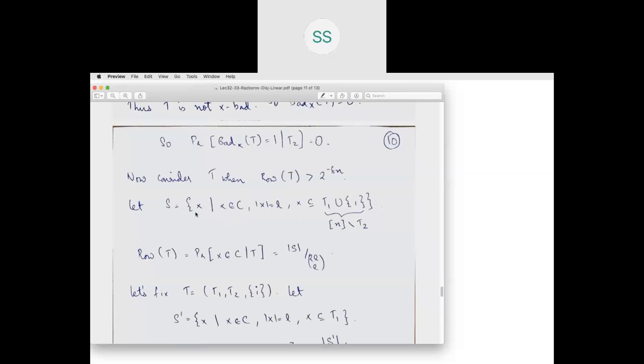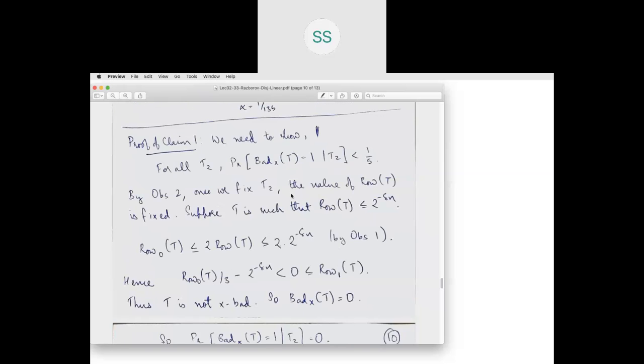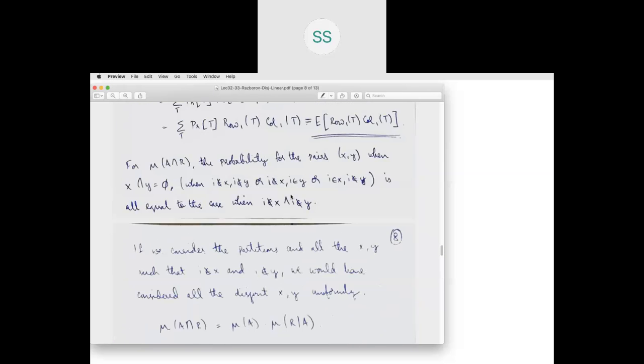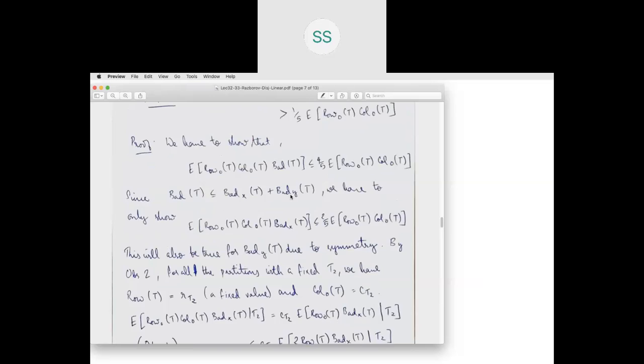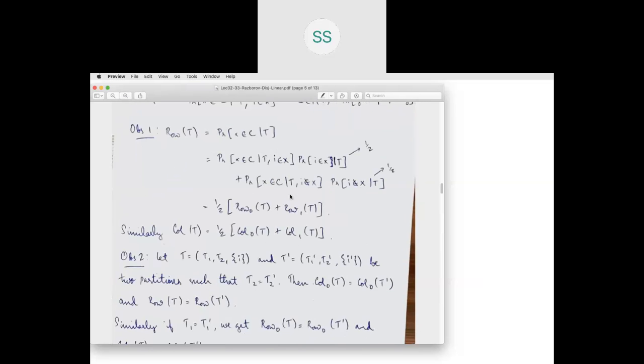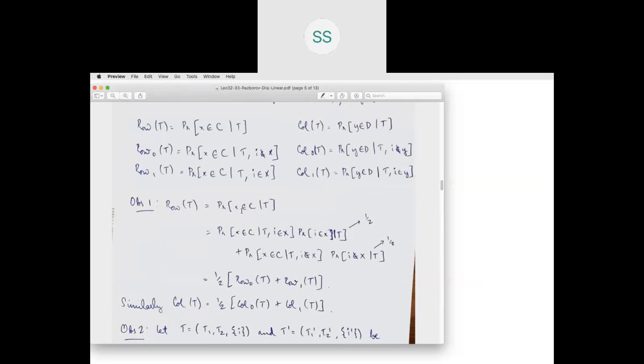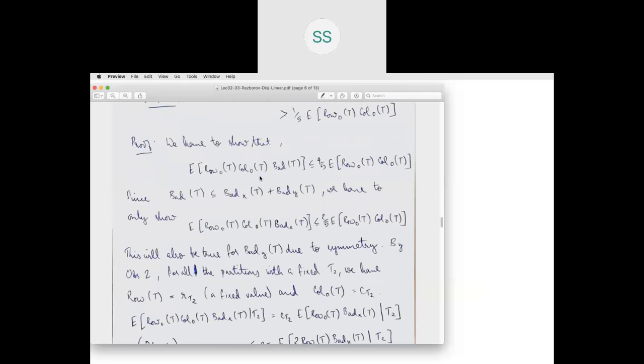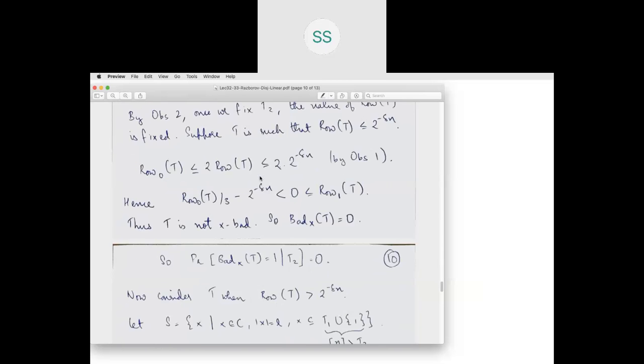So now let us try to understand rho t and rho 0 t. So what is rho t? Okay, let us go back to the definition. Rho t is the probability that x is in C given t, and rho 0 t is the probability that x is in C given t and I is not in x. Rho 1 t is the probability that x is in C given t and I is in x. Okay. So let us try to understand the probability.